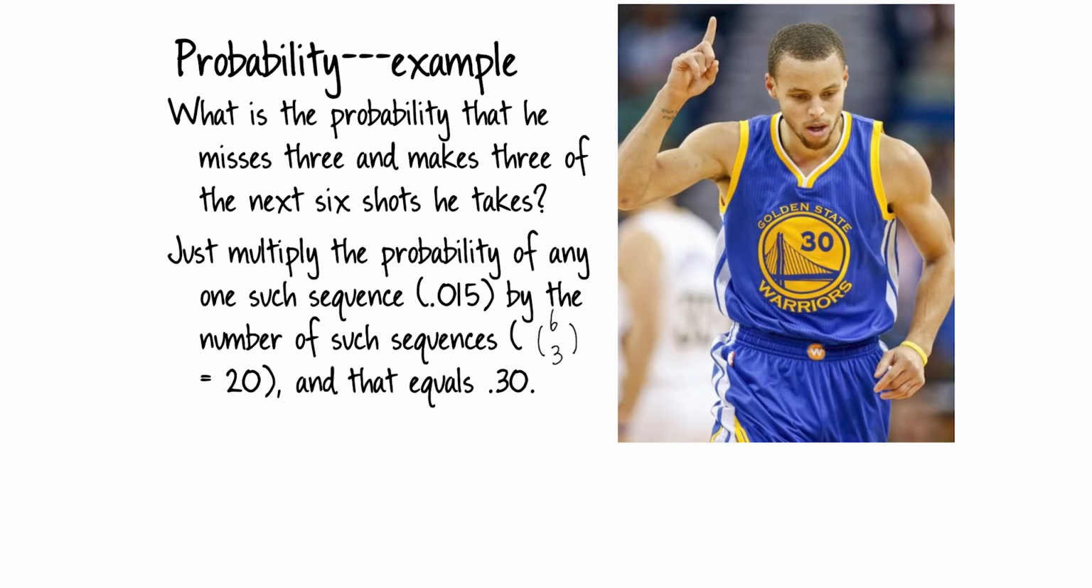Does anyone want to? Yep. Well, he has 6 shots to take, and we want to take those 6 and choose 3 in which he will make it. That's right. Okay, and so if we multiply 6 choose 3 by the probability of any one such sequence, we get 0.30. So that's the probability he makes 3 of the next 6 shots he takes.